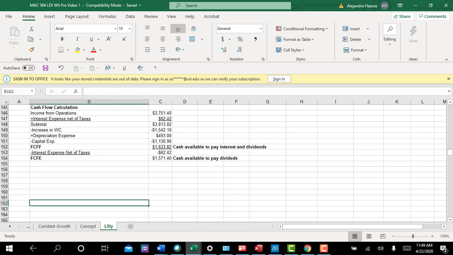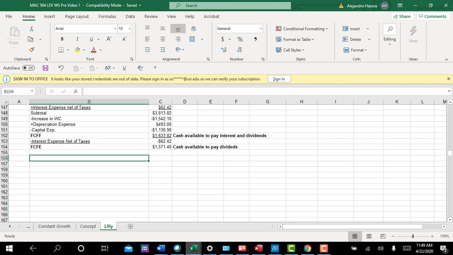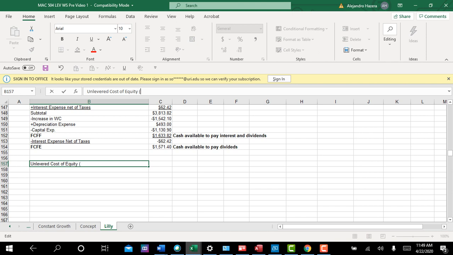Okay, so let's get right into this. What we're going to do is a couple of extra calculations, but the main thing is that we're going to estimate the value of the firm with debt, assuming that the firm has no growth. Okay, and so first of all, I'm going to calculate something called the unlevered cost of equity, or you could say the unlevered cost of capital. So I'll put it there.